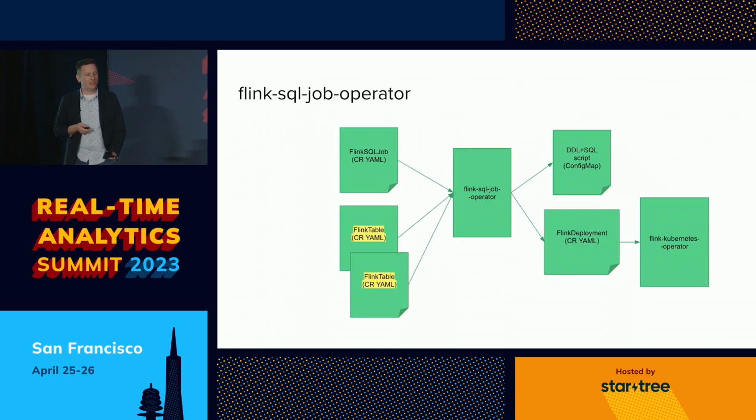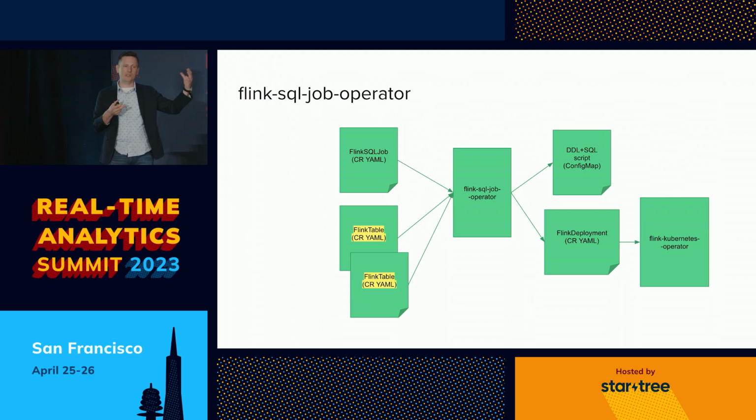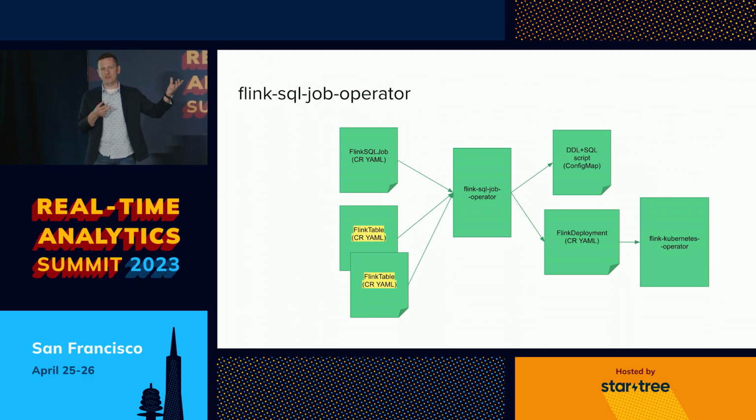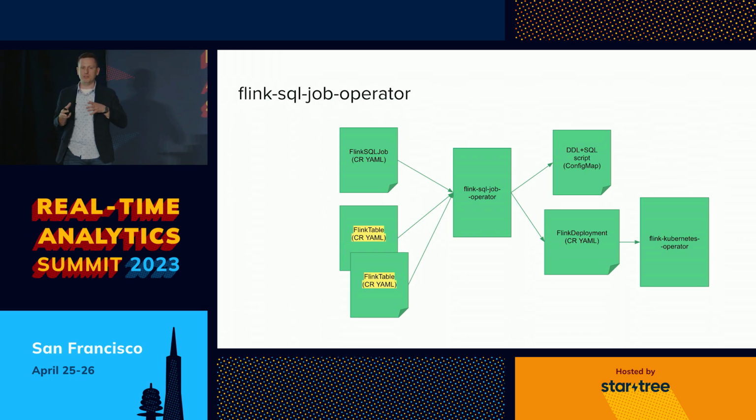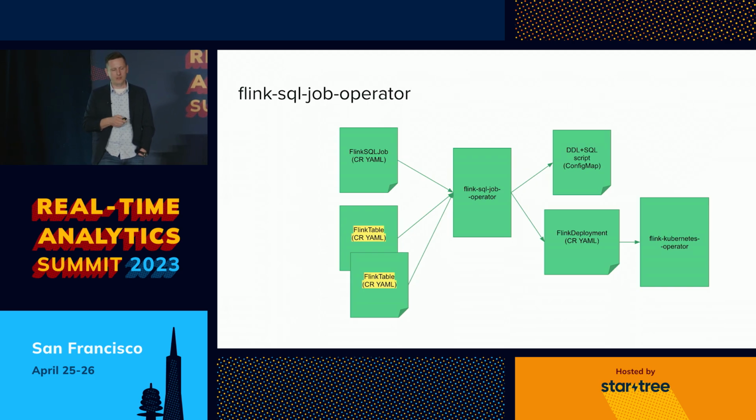So in order to do this, we need to augment our Flink SQL job operator with this understanding of Flink tables. And the basic idea here is, when the Flink SQL job operator gets a Flink SQL job, it then looks to see what Flink tables are referenced in that YAML, and then goes and queries Kubernetes for those corresponding Flink tables to get their DDL, and then assembles them into a DDL plus SQL script, and that's what it hands off to the Flink SQL job operator, or the Flink deployment operator.